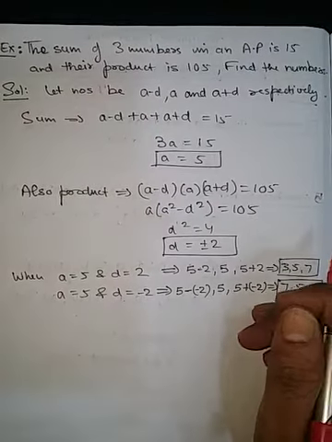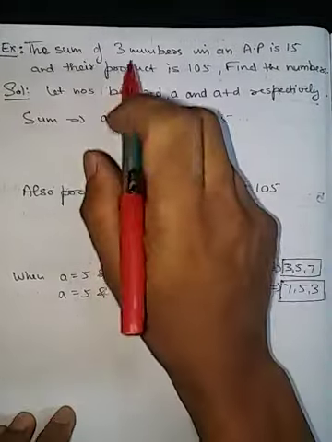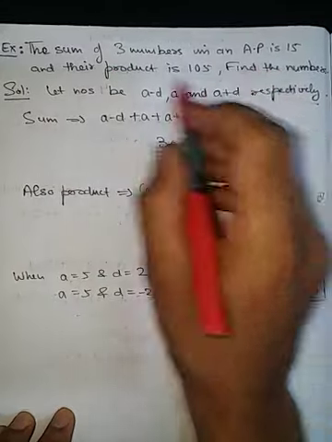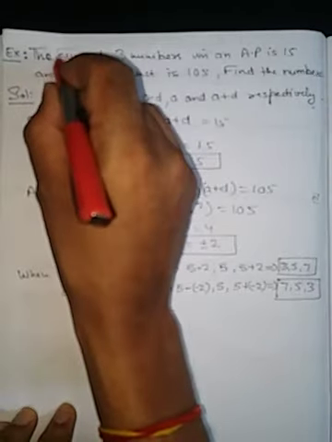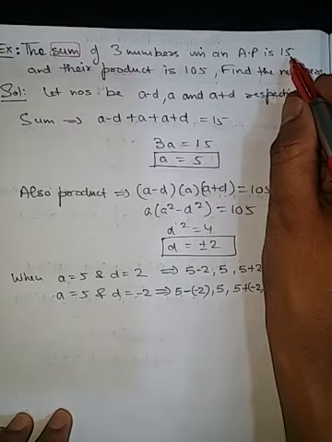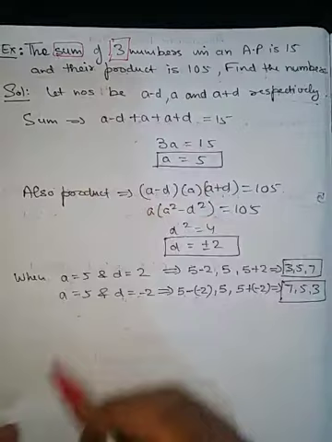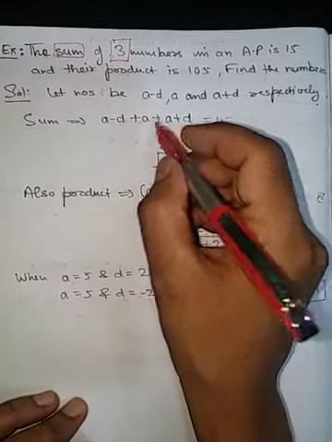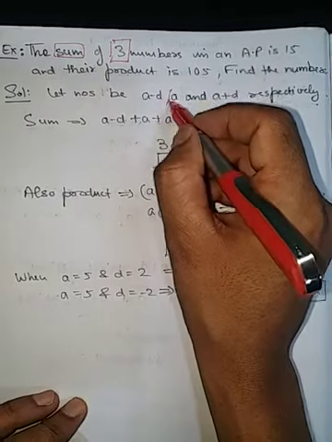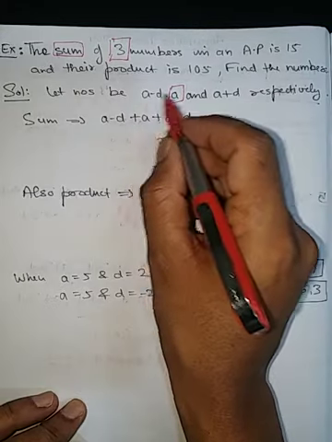Let us understand with the help of an example. The sum of three numbers in an AP is 15. So we have to assume three numbers. Three numbers means an odd number. So how to assume the odd number? We have to assume it like this: A will be the middle number, then A minus D, A plus D.